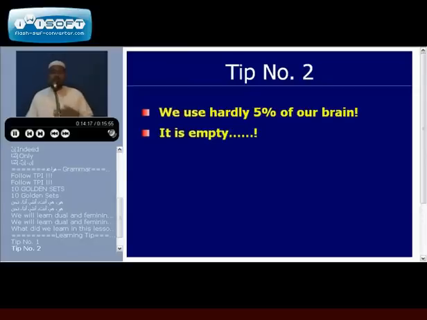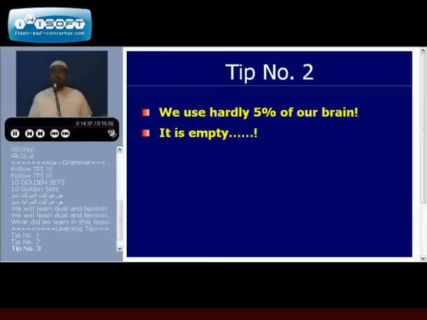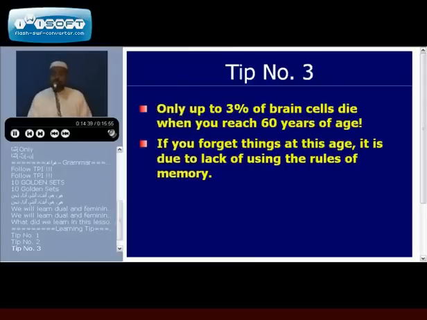And even if you have reached, for example, 60 years of age, don't let shaitan say, oh, I'm too old, I cannot learn. No, this is purely whispering of shaitan. Because according to research, only 3% of your cells die till you're 60 years of age in general. So a lot of it is still unused, huge percent.